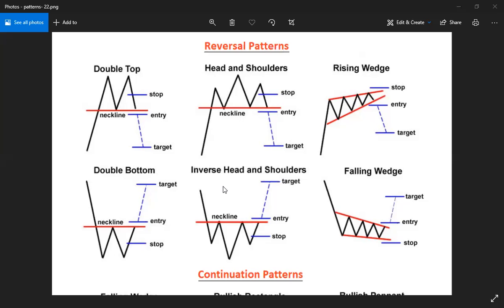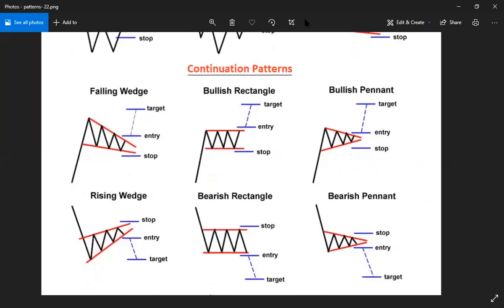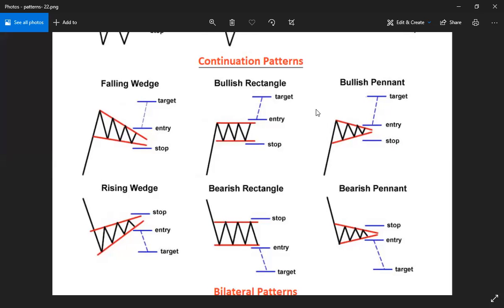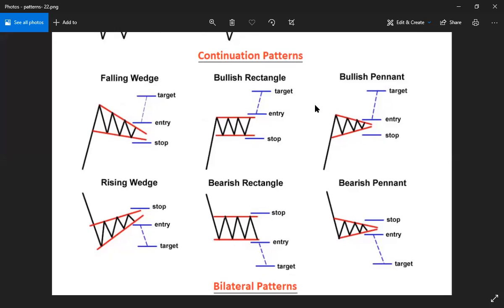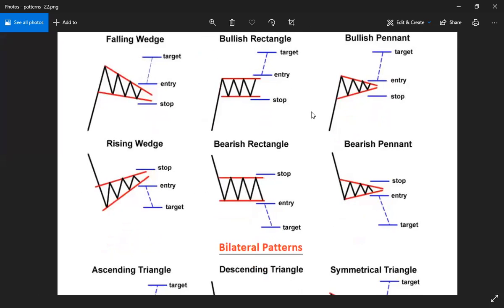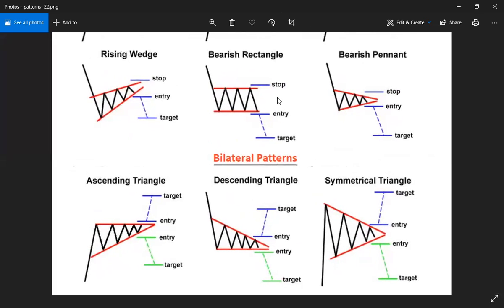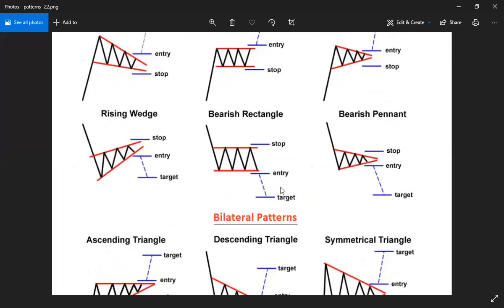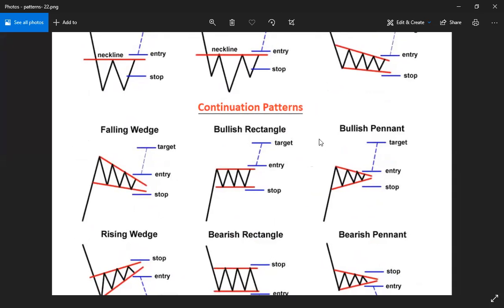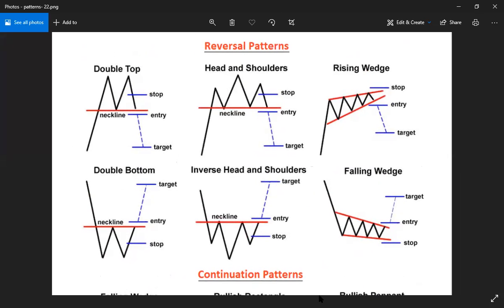Then as we progress, we're going to continue on to continuation patterns. What patterns do you need to see to know that this market is still going to be going up? What patterns do you need to see to know that this market is still going to be going down? Also, if you look at our chart, we talked about ascending wedge, descending wedge, symmetric triangle, and all that. I'll be teaching you all these patterns. But today we're learning reversal patterns. And the first we have here is the double top.